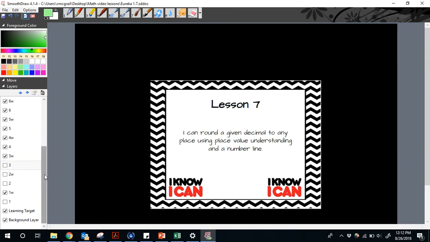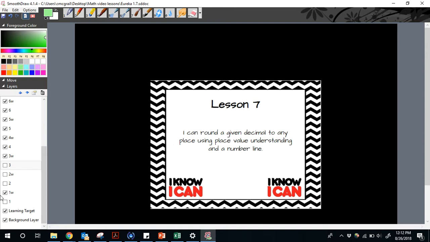Here is our learning target for today. I can round a given decimal to any place using place value understanding and a number line. So what we're going to do today is look at a number and figure out how to round it to a couple of different place values.